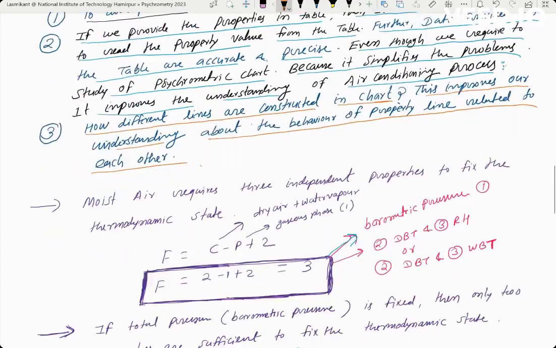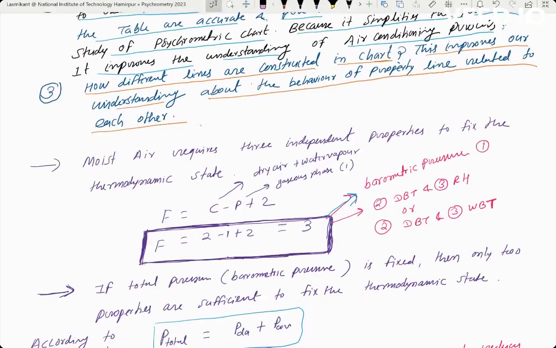Now we will study the properties required to fix the state of moist air. As you already know, moist air requires three independent properties to fix the thermodynamic state, because moist air has two components, dry air and water vapor. According to Gibbs phase rule, F is equal to C minus P plus 2, where C is the number of components. Here the number of components is 2, because it has a dry air part as well as a water vapor part.